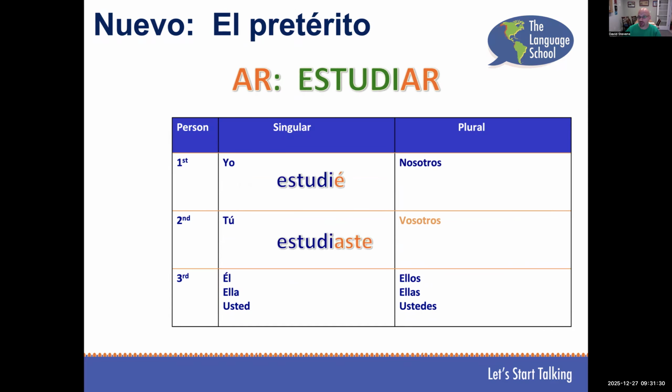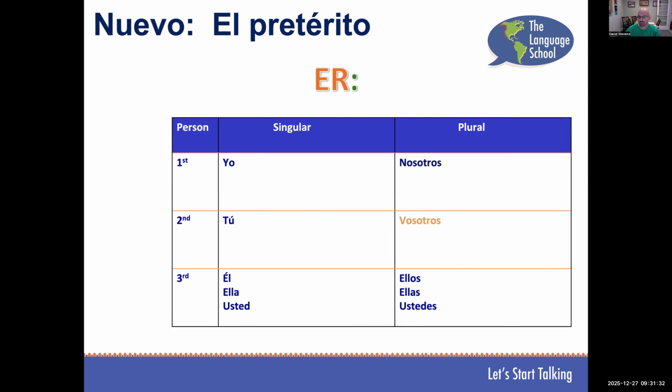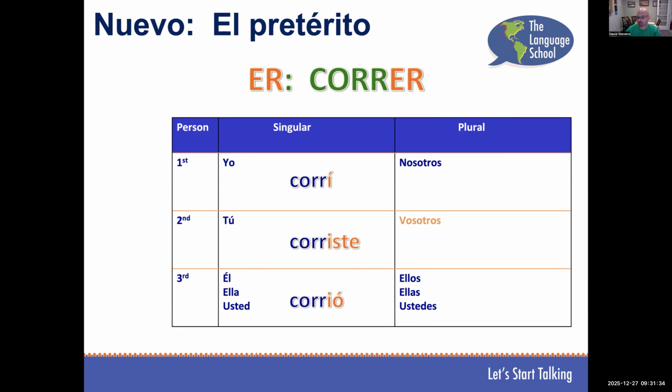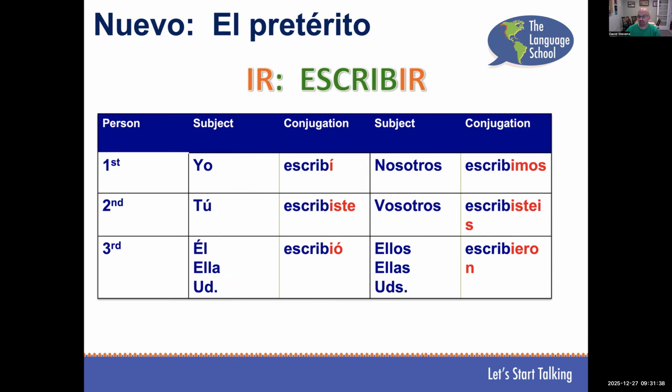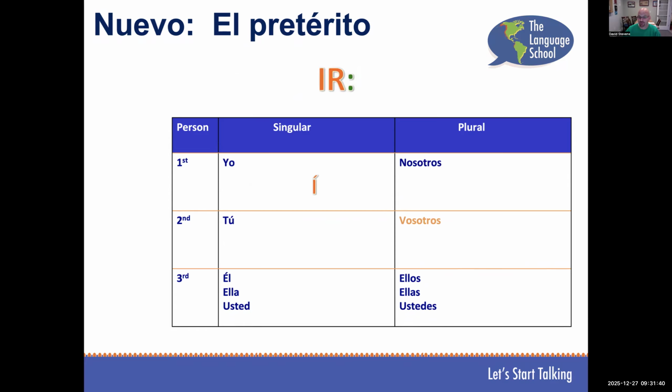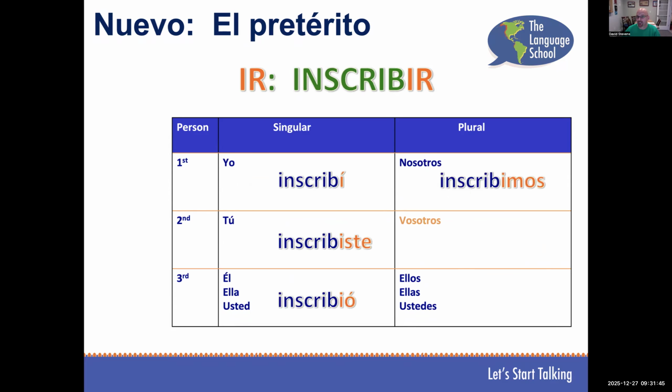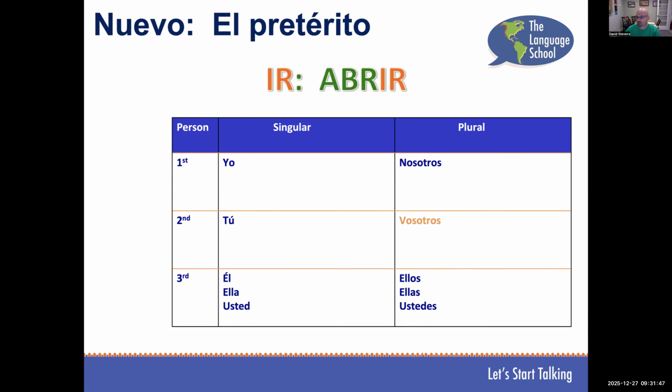conjugation pattern. So we've got a few different AR verbs here. Now we're doing the same thing with our ER verbs. And then we've got the same thing with our IR verb. So pretty easy activity for students to do to get the hang of the preterite while they're first learning it.